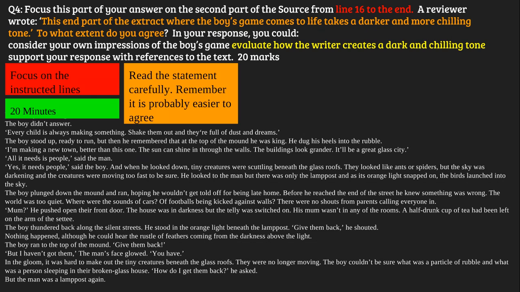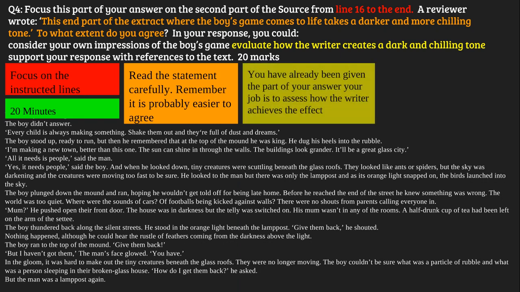I would recommend you try to agree, because these texts are deliberately chosen for what they include, for the things that they have in them. So it will be easy to say that they create that tone, that tension.